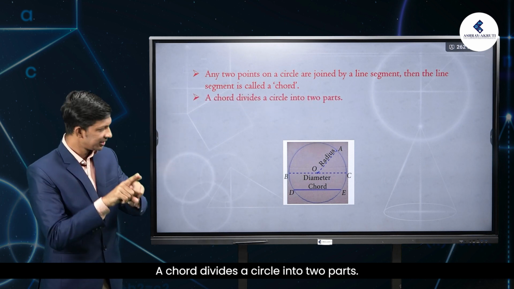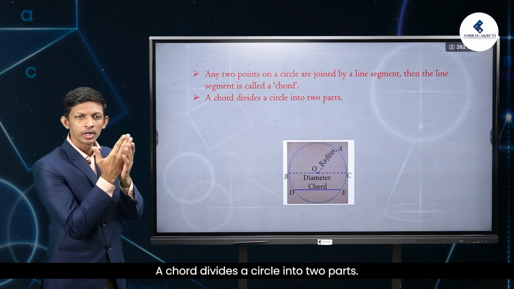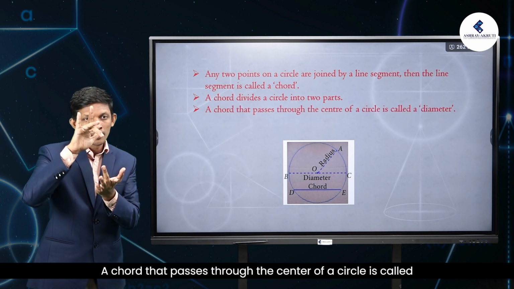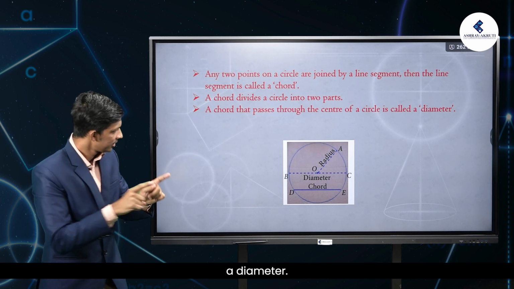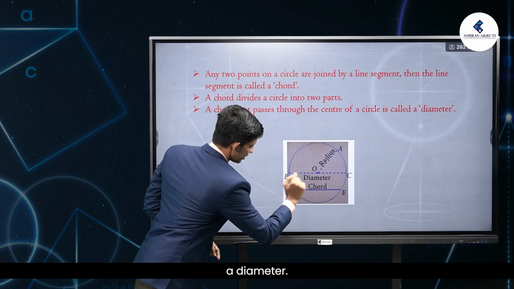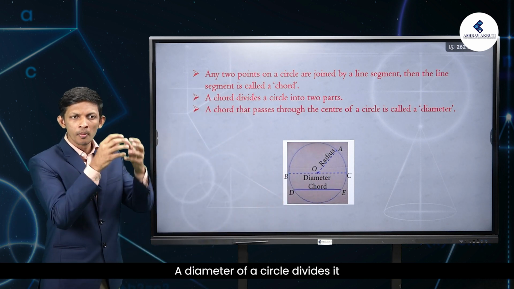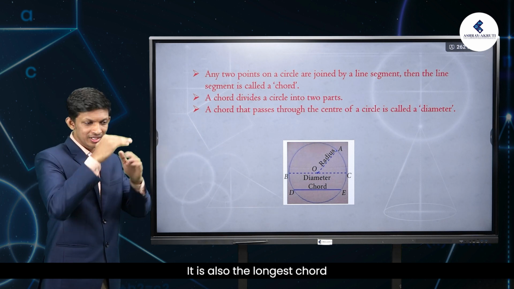A chord divides a circle into two parts. A chord that passes through the center of the circle is called a diameter. A diameter of a circle divides it into two equal parts. It is also the longest chord of a circle.